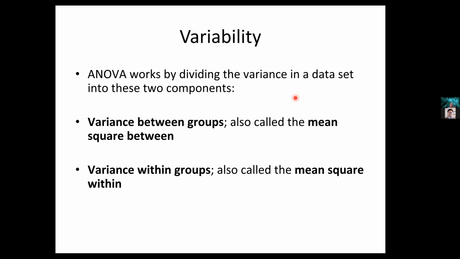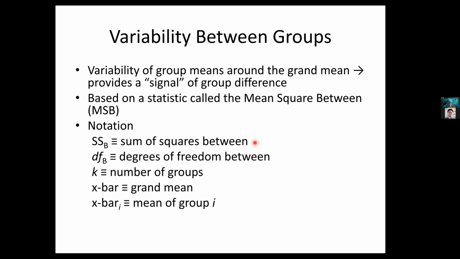Now the ANOVA works by dividing the variance in the data set into two components: variance between groups and the mean square between, and also variance within groups and the mean square within. These are a lot of definitions I'm going over, but when you start to actually use it, you can derive a conclusion from the data. And there's also another one I'll discuss shortly, which is the MSW. It's a breakdown of every variable in the equation and what it means.